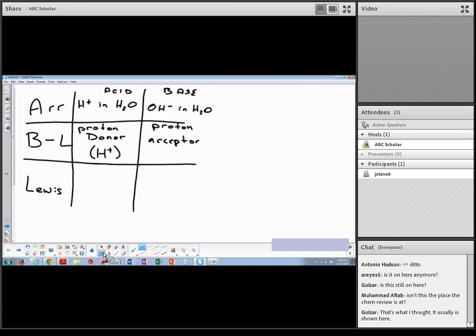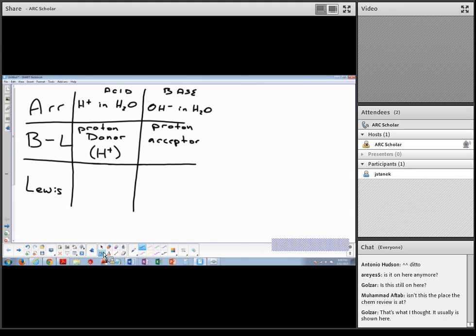Okay. Proton donor, proton acceptor. Now, Lewis. Some people came in earlier to the ARC, they weren't really sure what Lewis acids and bases were. But where have you guys seen Lewis before? Lewis structures. What's the big thing with Lewis structures? The electrons. Okay, so Lewis, we're talking about electron pairs. Those are what's being donated or accepted.